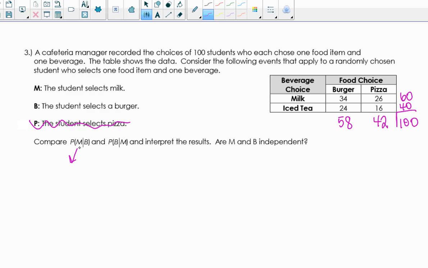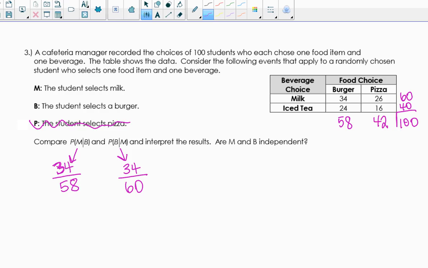let's see. So we have the probability that the student selects milk, given the students who select a burger. So our sample space is the people who chose a burger, which is 58. And out of those 58, 34 chose milk. And then if we flip-flop it, out of the milk, that's 60. 60 people chose milk. And out of those 60, 34 chose a burger. Again, matching numerators, that's how it should always be. So, at least when you're flipping.